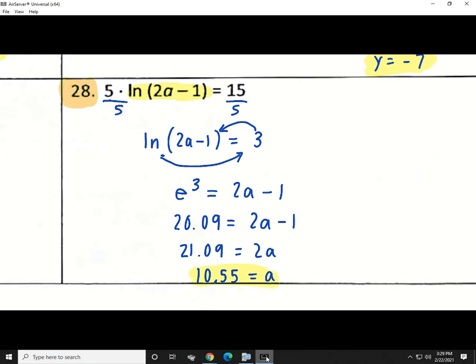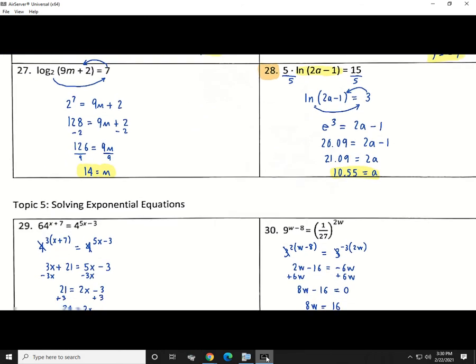And that is how you solve. Please expect to see one very similar to this on the test. All right, let's keep on moving.